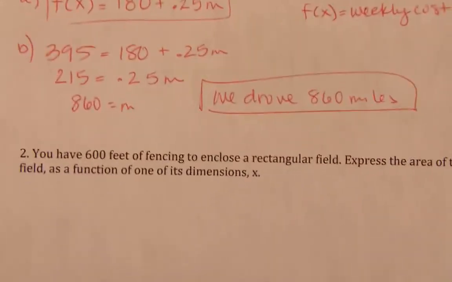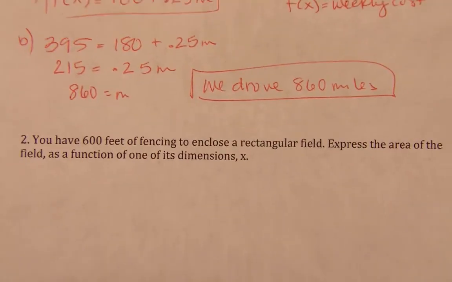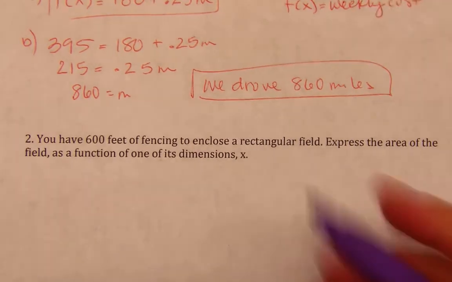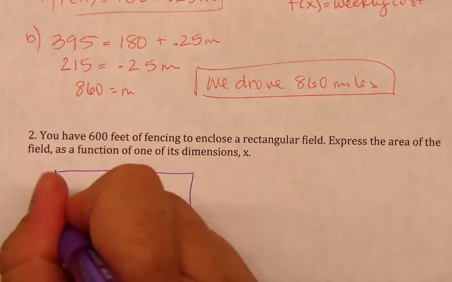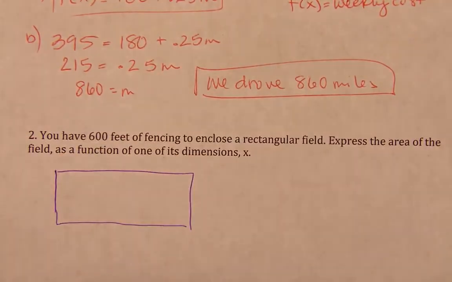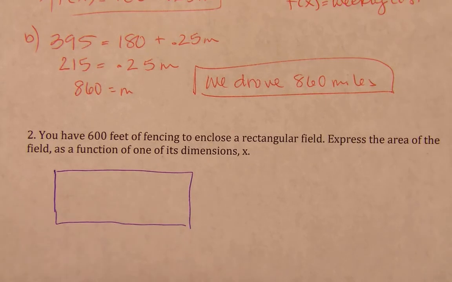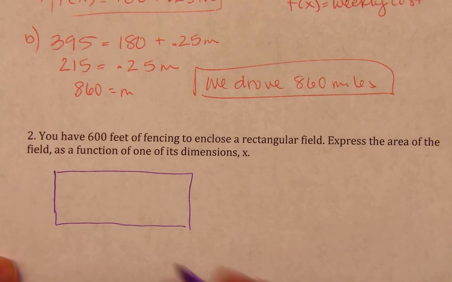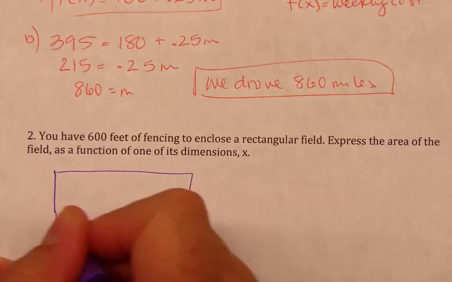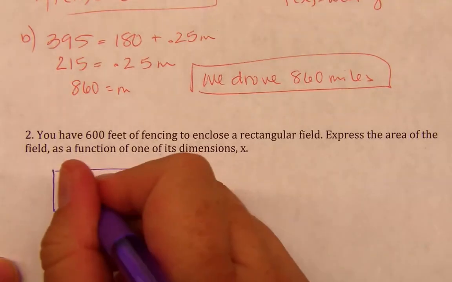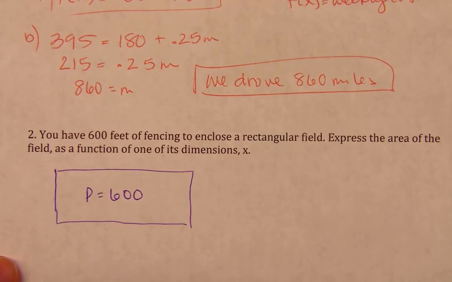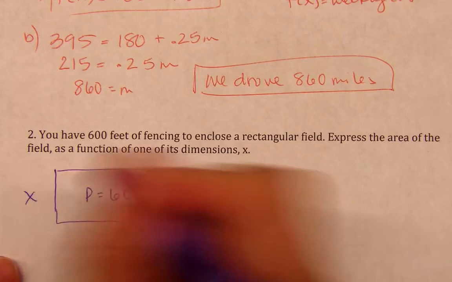Now looking at the next example, it says, you have 600 feet of fencing to enclose a rectangular field. So as soon as I see rectangular field, I'm drawing a picture. And we have 600 feet to go around the field. It says express the area of the field as a function of one of its dimensions, x. So the perimeter around it, the fencing that's going around it, is 600 feet. And we really don't know what the dimensions are, but I'm going to define one of them as x.